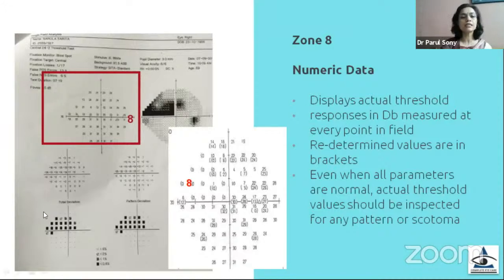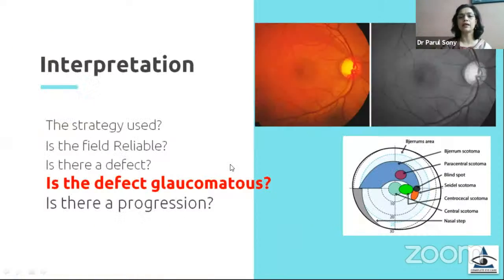Now, sometimes all these deviation plots and pattern deviation plots are not very informative. In such a case, you can look at the numeric data, which tells you about the retinal sensitivity. And there are a lot of numbers which are given in brackets. These are the areas where the machine has tested these points twice. So these are the values which are repeated, and that's how you can compare the values and see where is the diminution in the retinal sensitivity as compared to the neighboring areas.